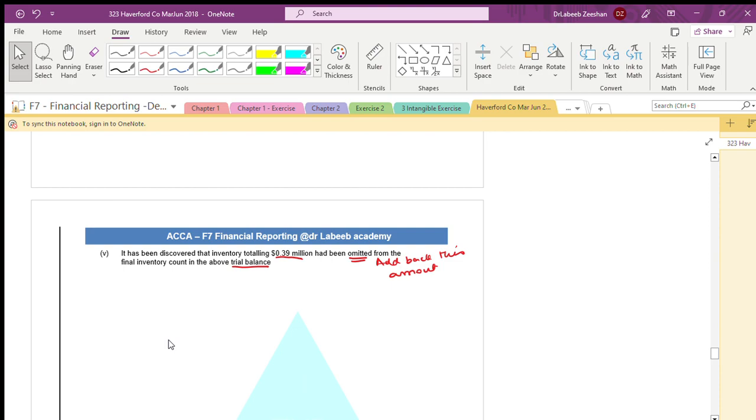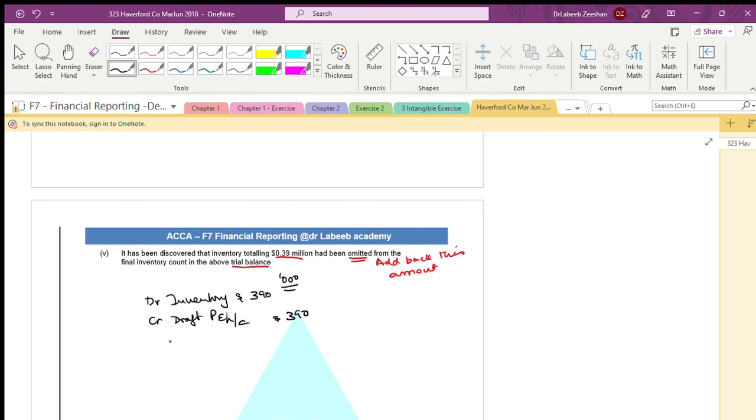Next, what is point number 5? Point number 5 is very easy. They have said that 390 was omitted from the final inventory in the trial balance. When we have to increase the inventory, inventory is an asset, and to increase the asset we make a debit. Debit inventory will be 390 thousands. And credit will be the draft profit and loss account. As simple as that.